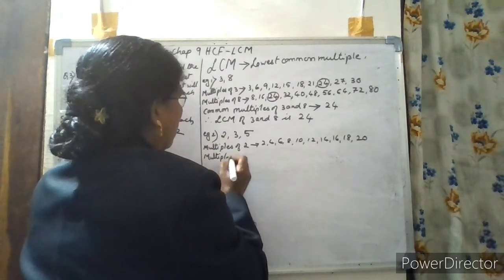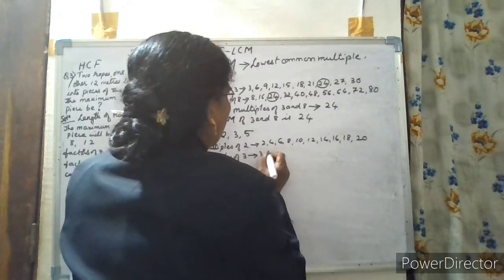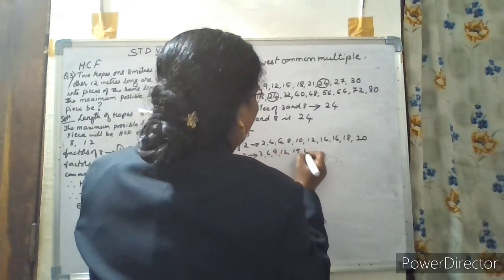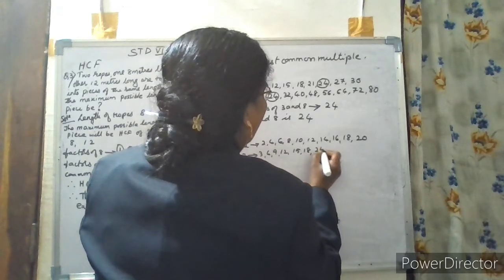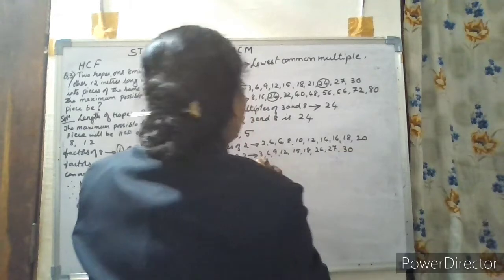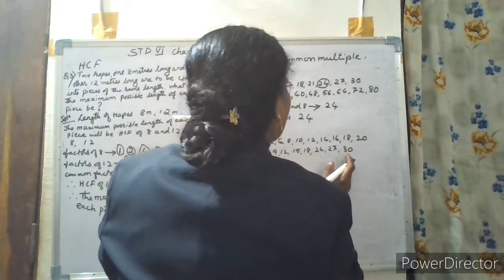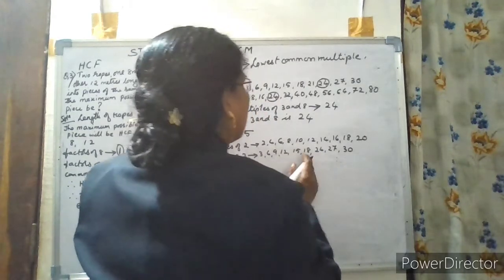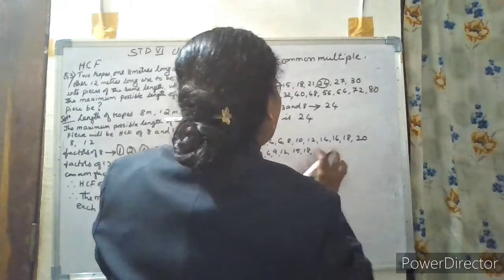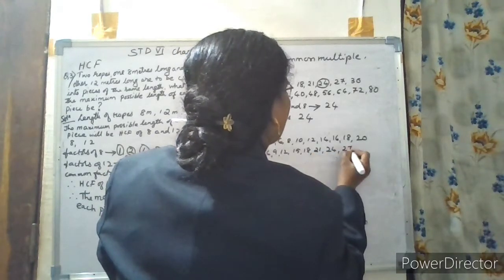of 3. 3 1 is 3, 3 2 is 6, 3 3 is 9, 3 4 is 12, 3 5 is 15, 3 6 is 18, 3 7s are 21, 3 8s are 24, 3 9s are 27, 3 10s are 30.